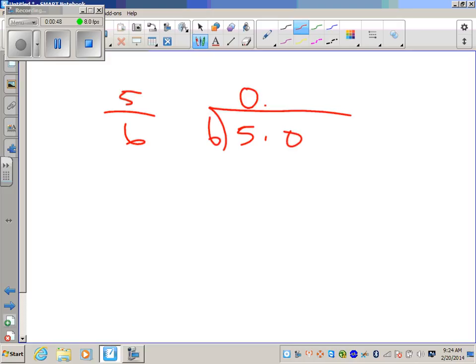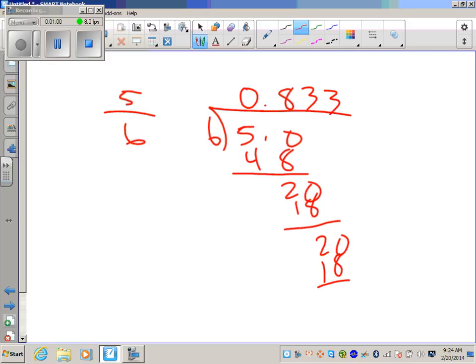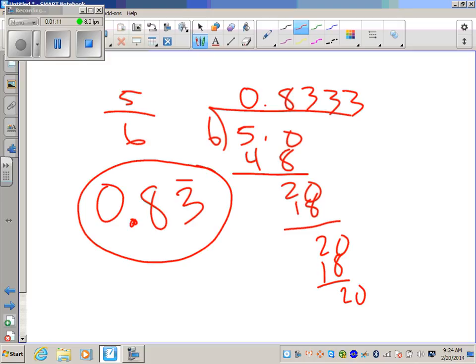Does not go into 5, goes into 50, 8 into 23, into 23. Okay, it's going to repeat, so I would write it as my final answer as 0.83 with what? Bar just over the part that repeats. Okay, so again, that would be definitely review for us.